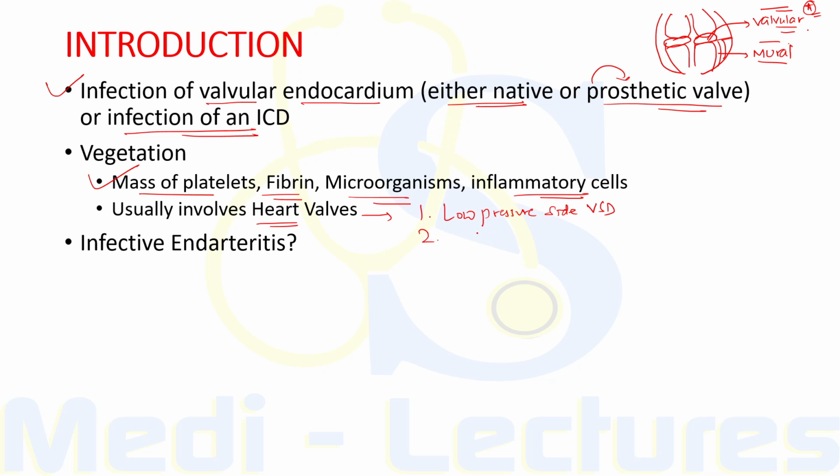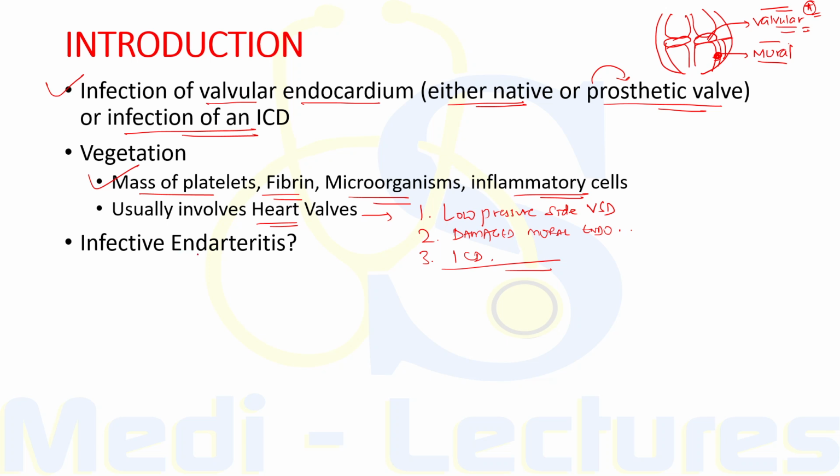Then it can also affect damaged mural endocardium. Usually it affects valvular endocardium as we have discussed, but if there is damage at any level of mural endocardium, this can also be affected. And as we discussed, it can also affect intracardiac devices.